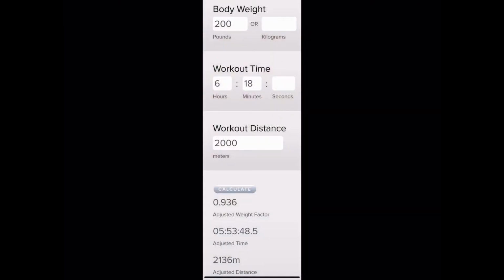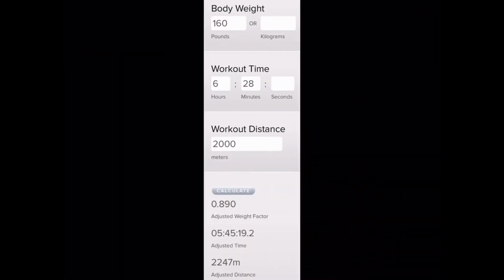So when looking at the power to weight ratio calculator on the Concept 2 website, you put in 200 pounds, a 618 2K over a distance of 2000 meters, you calculate it. And the adjusted time for this type of rower is 5 minutes and 53 seconds for 2000 meters.